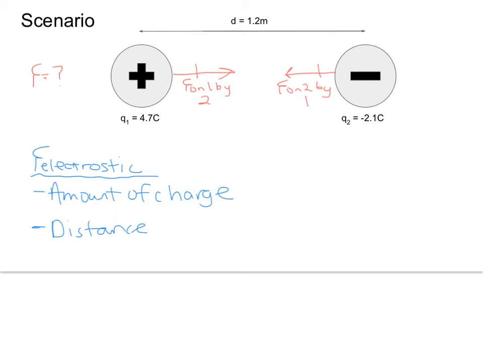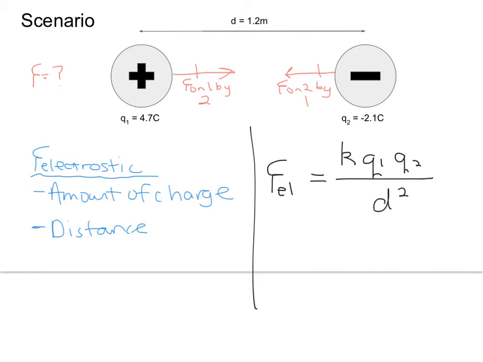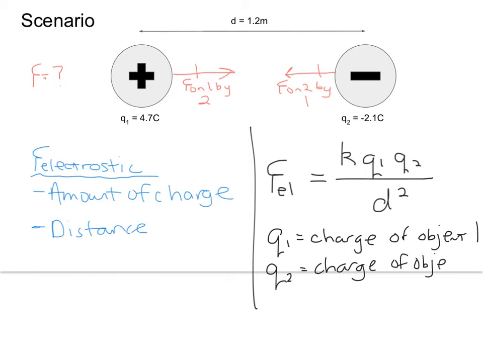So what is the relationship between charge, distance, and the electrostatic force? That is given to us in something called Coulomb's law. Coulomb's law says the electrostatic force, I'm going to abbreviate it F_EL there, is equal to k Q1 Q2 over d squared, where Q1 is the charge of object 1, Q2 equals the charge of object 2, and d equals the distance between the objects from center to center.